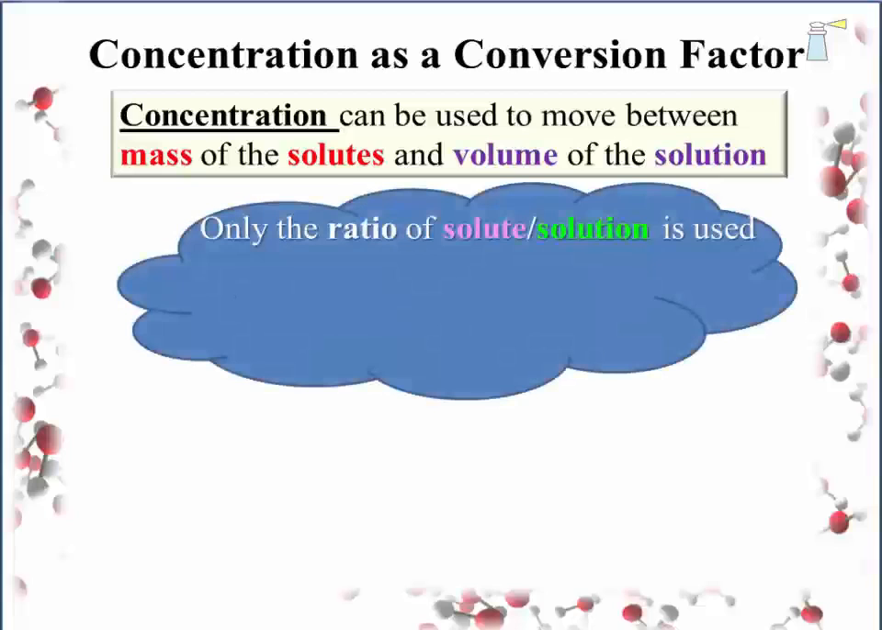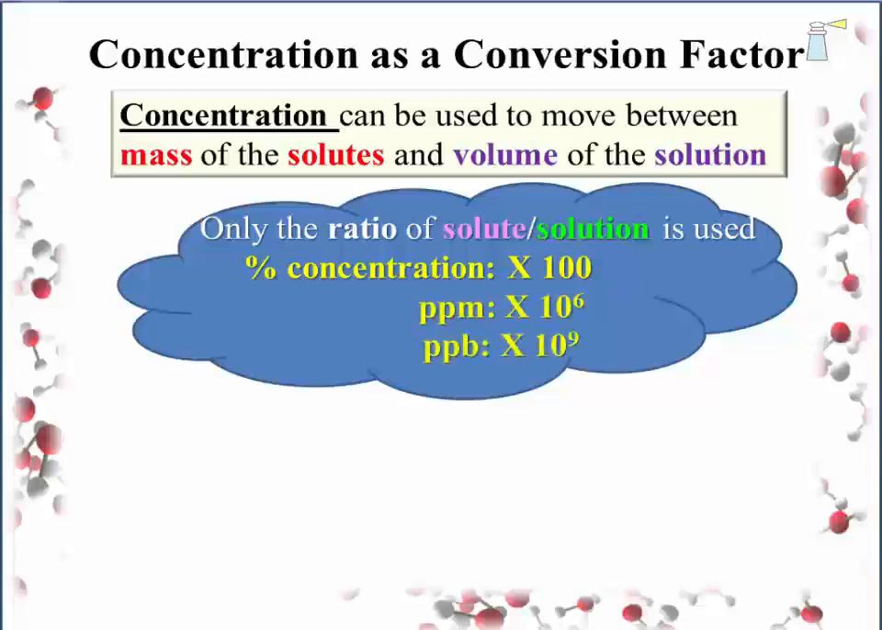Only the ratio of solute to solution is used in a conversion. If percent concentration is given, it needs to be multiplied by 100 to remove percent. A ppm value will need to be multiplied by 1 million, and a ppb will need to be multiplied by 1 billion in order to just return the solute to solution ratio.